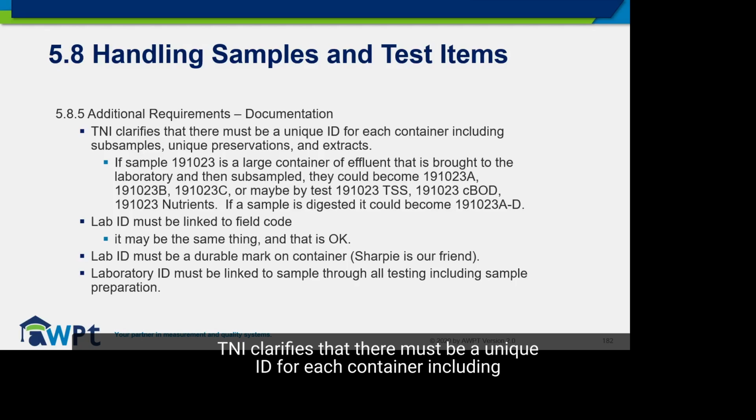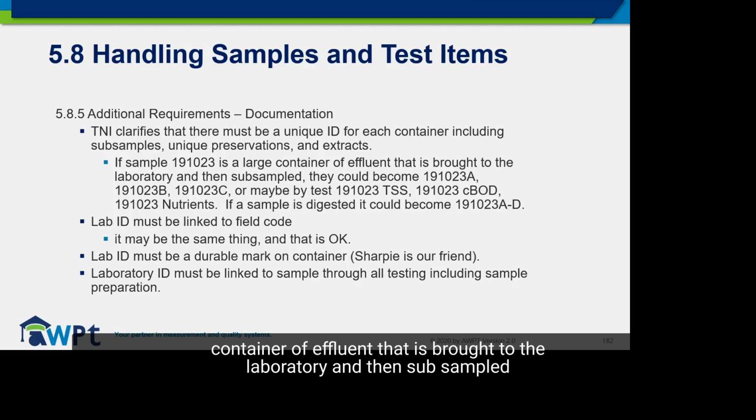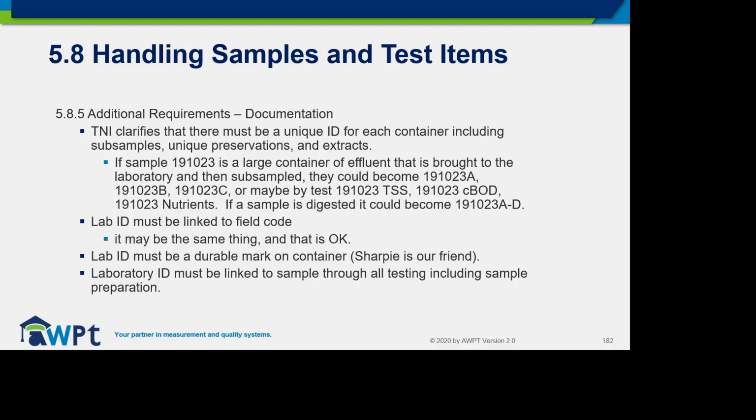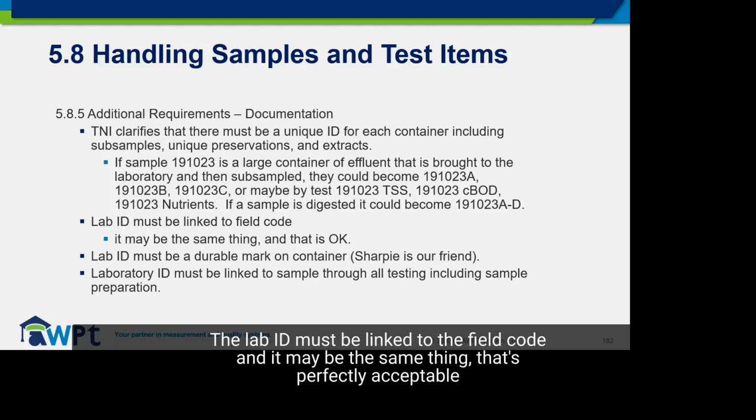T&I clarifies that there must be a unique ID for each container, including subsamples, unique preservations, and extracts. For example, if sample 19-10-23 is a large container of effluent that is brought to the laboratory and then subsampled, they could become 19-10-23A, 19-10-23B, 19-10-23C, or maybe by test, such as 19-10-23 TSS, 19-10-23 CBOD, or 19-10-23 nutrients. If a sample is digested, it could become 19-10-23A-D.